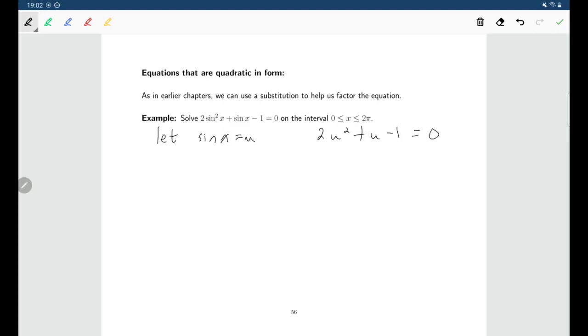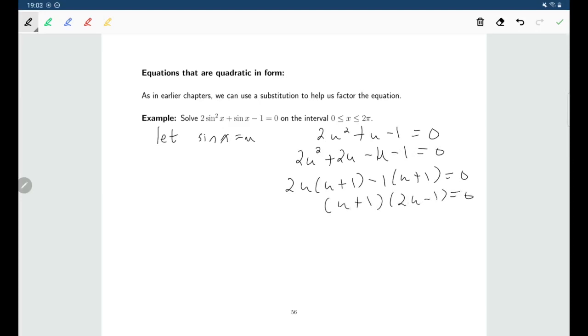And that's something that I could factor. That's an easy enough one for me to factor, so again, not too hard to do here. I'm going to factor looking for numbers that multiply to negative 2 and add up to positive 1, and that is plus 2 and minus 1. So factoring away, I find that this factors to give me u plus 1 times 2u minus 1 equals 0.